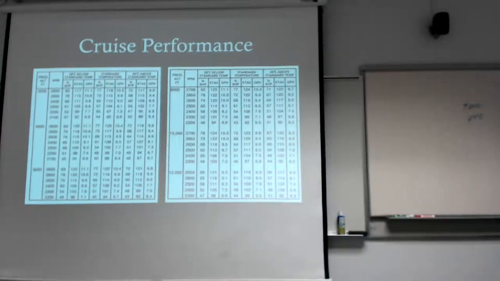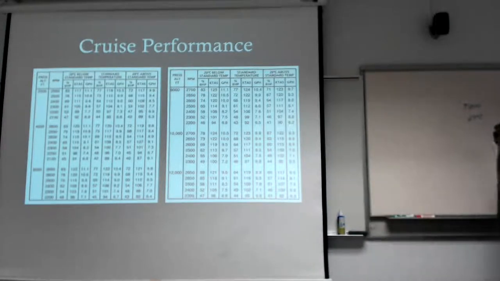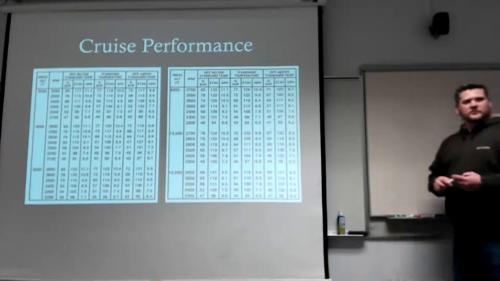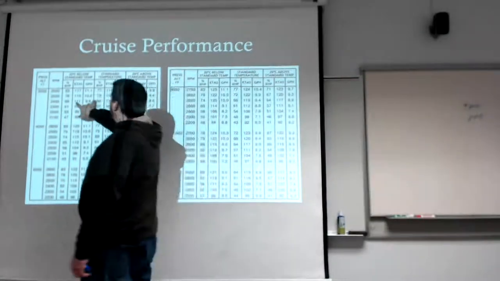-5. Okay. Because it should be 5 degrees. No, it should be. So it's 2 degrees Celsius for every 1,000 feet. So 4 degrees, so 11. -9, right? -9 degrees at 2,000 feet. So check my math on that. Okay, standard temperature. What's the difference in horsepower?